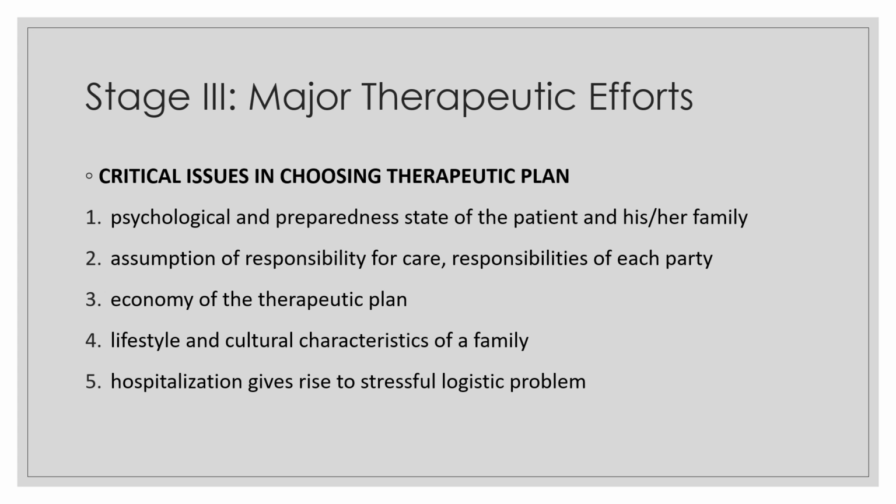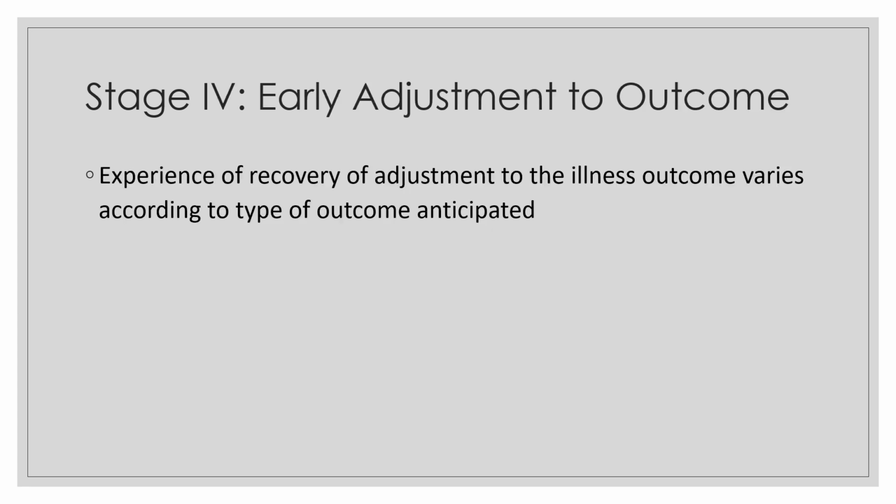The third stage is the major therapeutic efforts. So there are critical issues in choosing the therapeutic plan. The psychological preparedness state of the patient and his or her family should be assured. Assumption of responsibility for care and responsibilities of each party. The economics of the therapeutic plan. Lifestyle and cultural characteristics of a family, and hospitalization gives rise to stressful logistic problems.